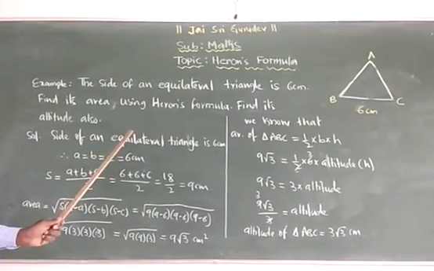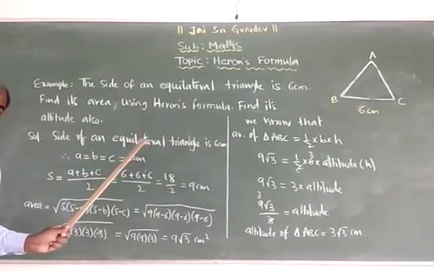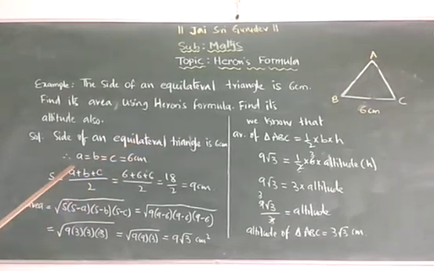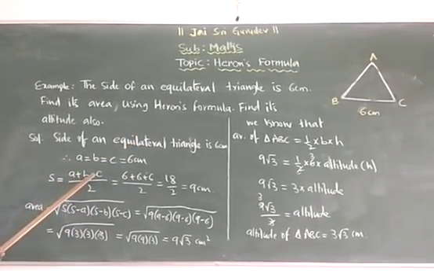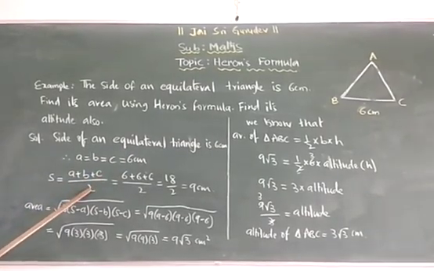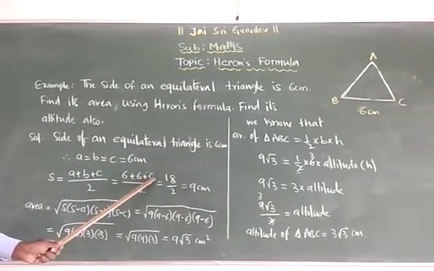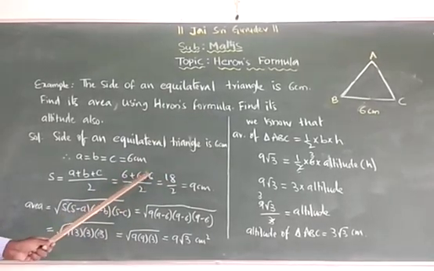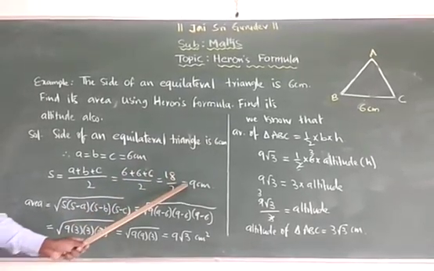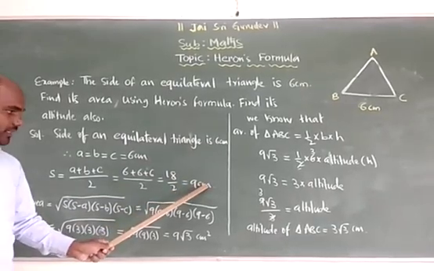Then to find the area of the triangle using Heron's formula, first we have to find the value of S. S is equal to (A plus B plus C) by 2, that is 6 plus 6 plus 6 by 2, which is 6 plus 6 is 12, plus 6 is 18. 18 by 2 is equal to 9 centimeters.